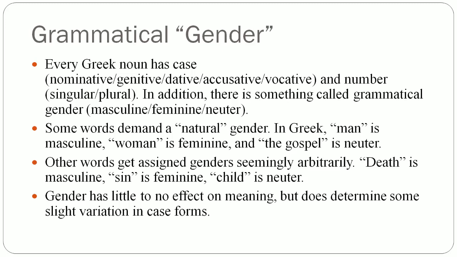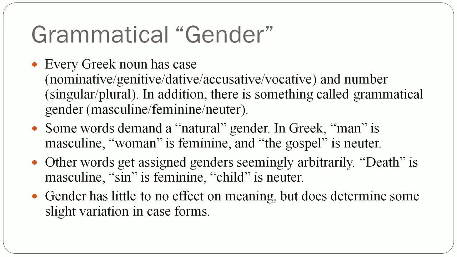There are some words that fall into these categories, and it's obvious which one we're talking about. In Greek, man is masculine, thankfully. Woman is feminine. And the gospel is neuter. All of those make good sense. They fall into what you would expect as the natural gender. But like other languages, I know Spanish has gender, I know German has gender, in Greek it's the same way. Sometimes it seems like words have just been assigned a gender, and it's hard to comprehend why certain words are certain genders.